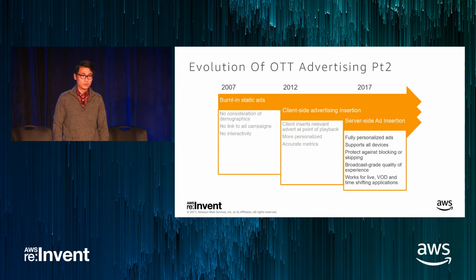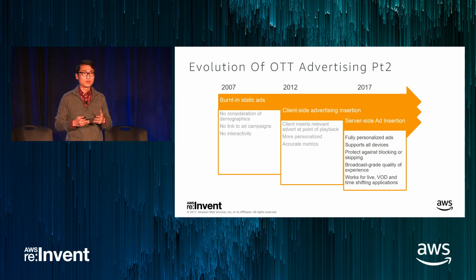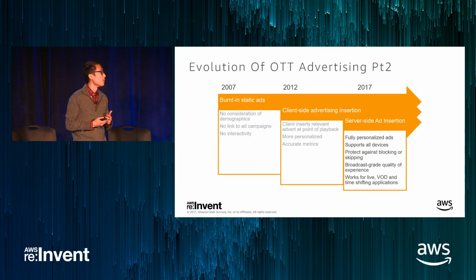So which brings us to sort of the next phase of OTT advertising, which is really server-side ad insertion. So server-side ad insertion tries to make the best of both worlds, really taking broadcast quality for video and ads and combining that with a unified view of a manifest that can be created on server-side.